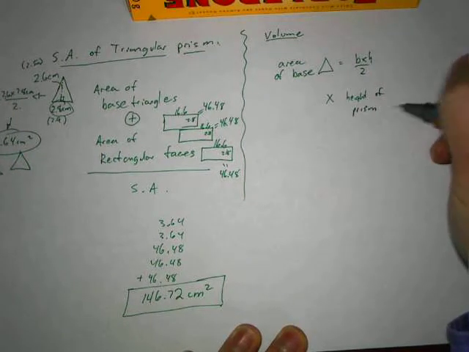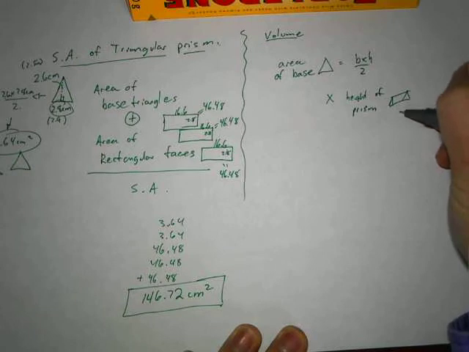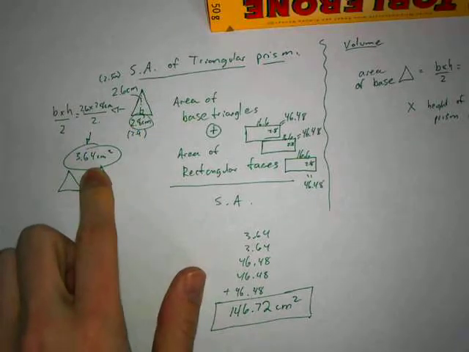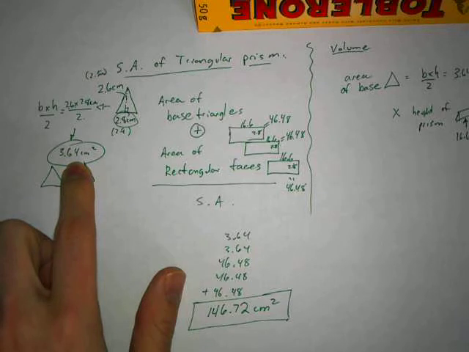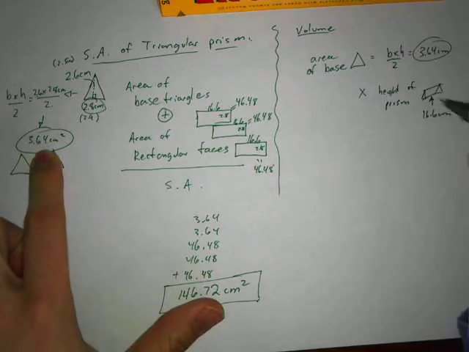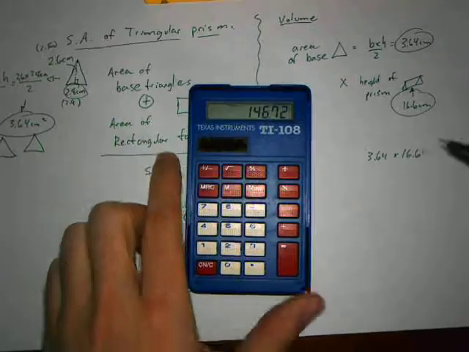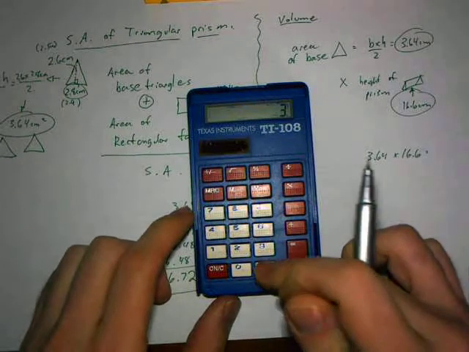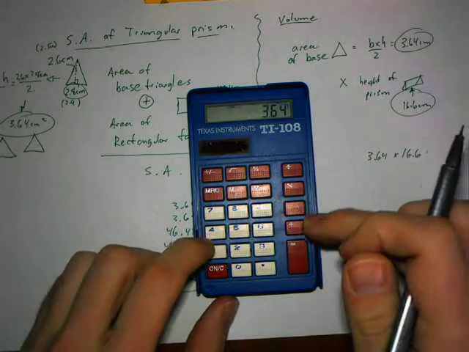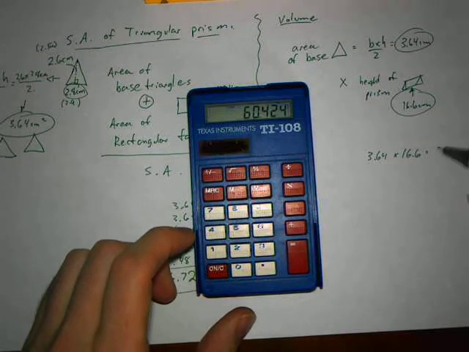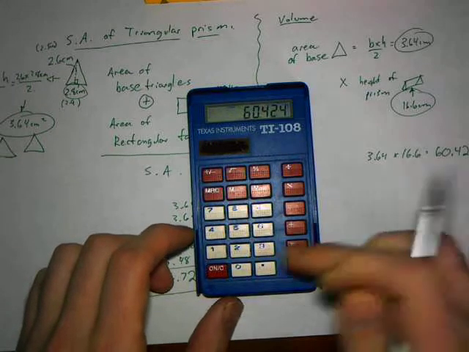which we know is this part here, the long part, and we know it's 16.6 centimeters. Up here, we also know that the area from earlier of one triangle is 3.64. So now you have to times this number by this number, 3.64 times 16.6. How much chocolate can our box hold? It can hold up to a maximum of 60.42 centimeters cubed. I'll just type that in again, make sure it's right.